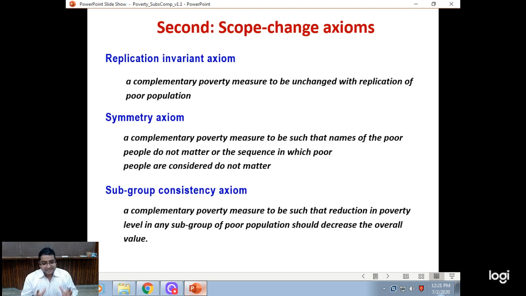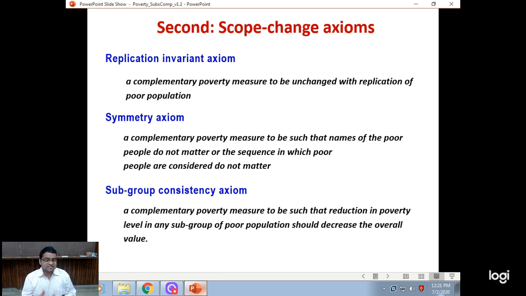Now the second set of axioms is again very straightforward. These axioms are the same as the poverty measure axioms, like the replication invariance axiom, which basically says if the population replicates, the poverty measure should not change. For the complementary poverty measure, we would say not the population, but if the poor people replicate, the poverty measure should not change. Similarly, the symmetry axiom says people's names should not matter. Similarly, we will say poor people's names should not matter.